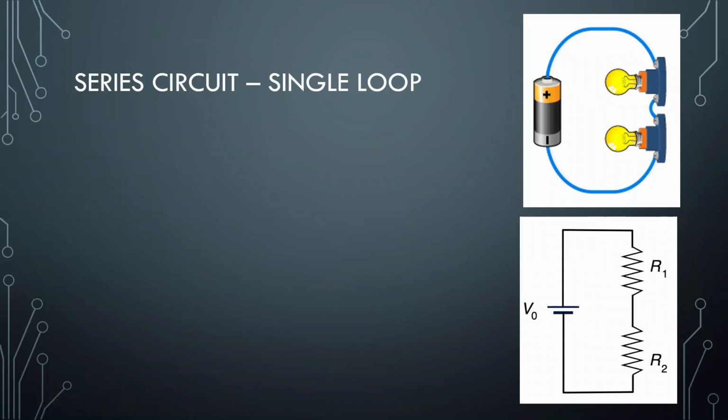So in our series circuit, you are going to have a single loop. We could take this circuit with 2 light bulbs and represent those light bulbs as resistors in the circuit diagram below. And so then we've got our battery and we've got our potential V0 for that battery.